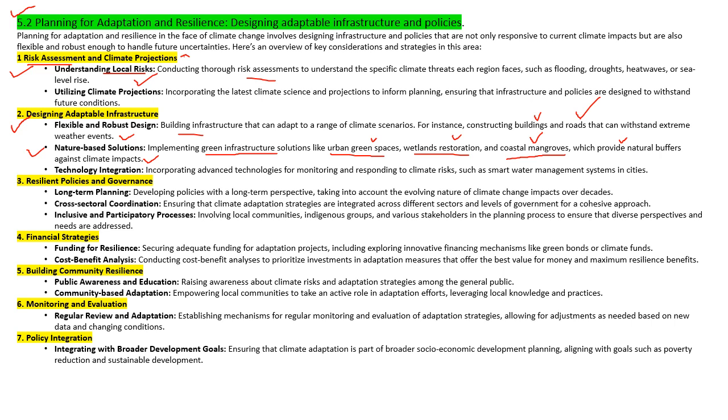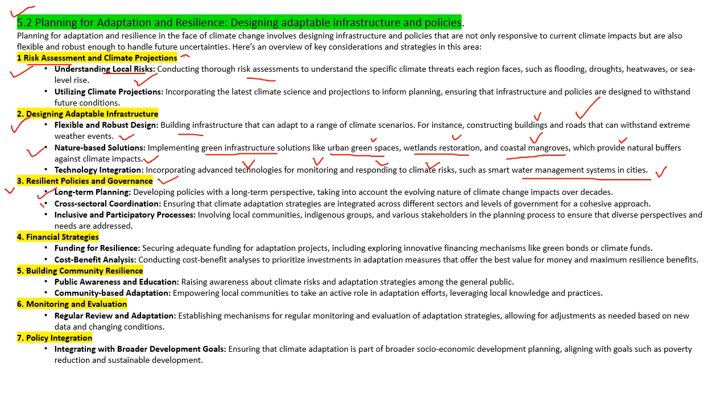Technology integration. So advanced technology should be used to monitor and to respond to the climate risk, such as weather management systems in the cities. And the third is resilient policies and governance. The government should be very active. The government should make the long-term plan.